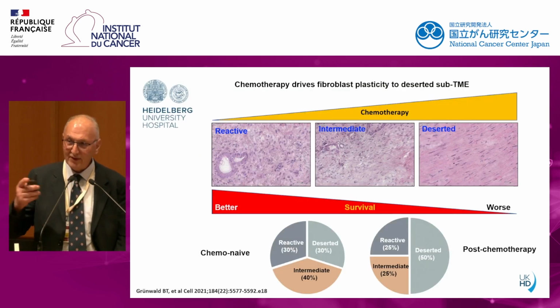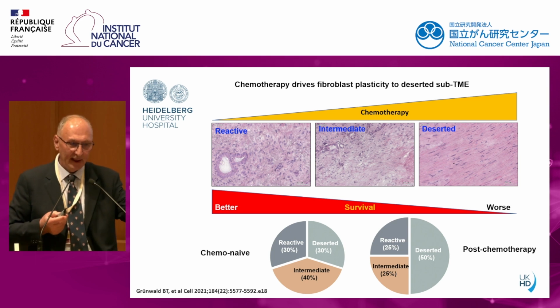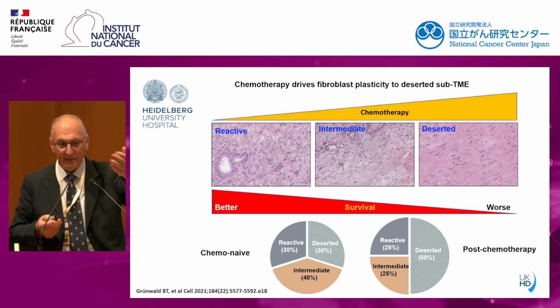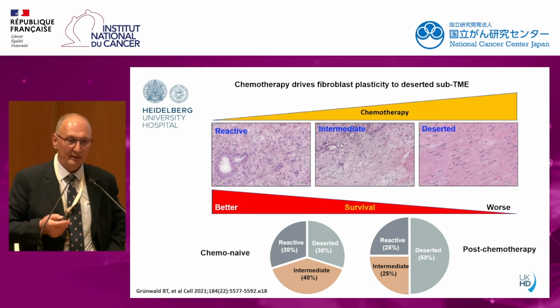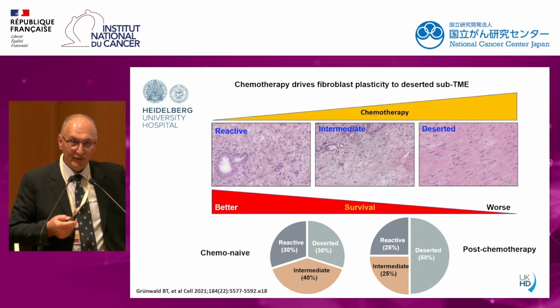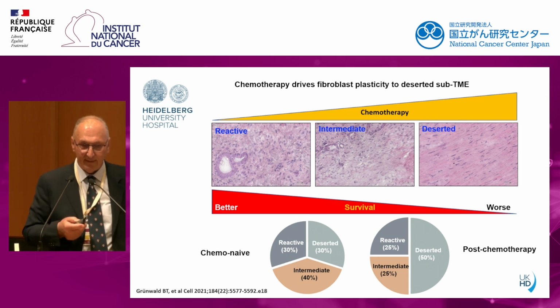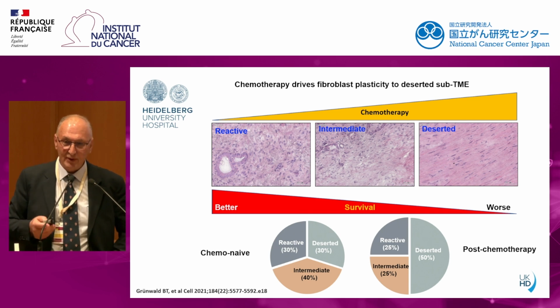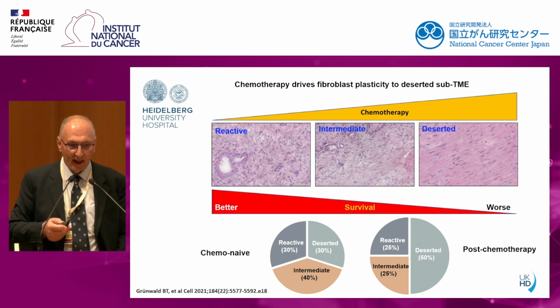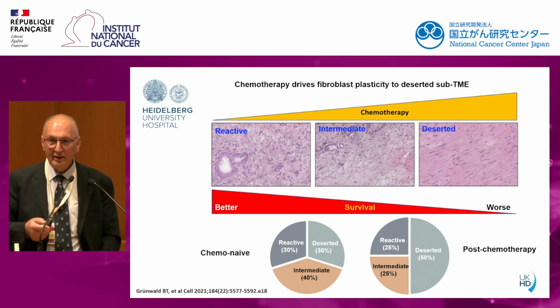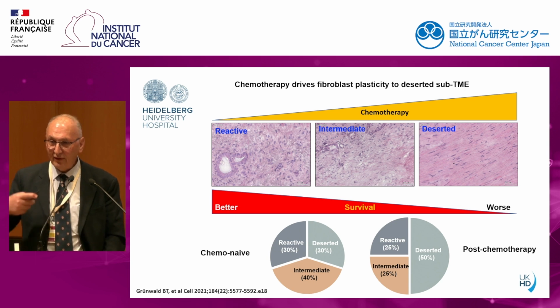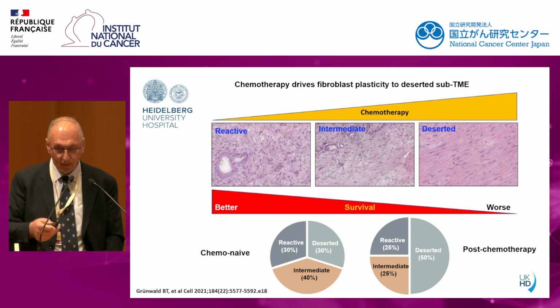And so if you give someone chemotherapy, you get this change. So this is the Grunwald classification of reactive, intermediate, and deserted stroma. And with chemotherapy, you move from a reactive stroma, which is a good thing to have, to a deserted stroma, which is a bad thing to have, with a decreasing survival rate. So our intervention makes things worse.